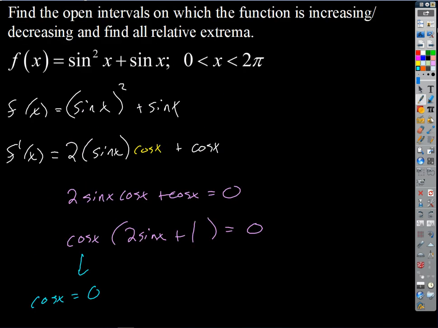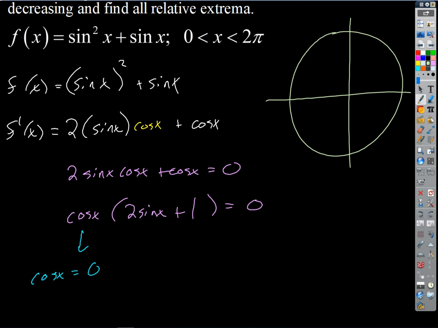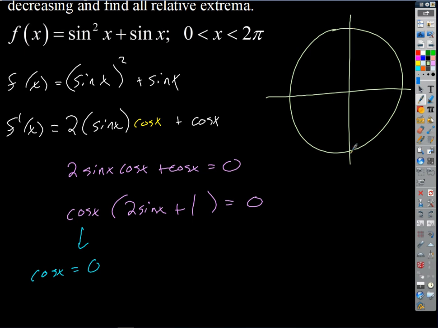Now, we're looking on the domain x between 0 and 2 pi. So we've just got to go to the unit circle and ask ourselves, where does that happen, right? What are the solutions of that trig equation on this domain, okay? Well, let's go ahead and find those. So cosine is the x or y coordinate? X. Okay, so where is x equal to 0? Pi halves and 3 pi halves. Okay, so it'd be at that point and that point, right?